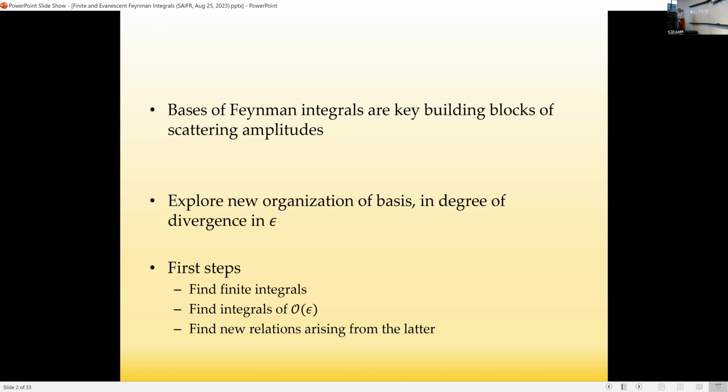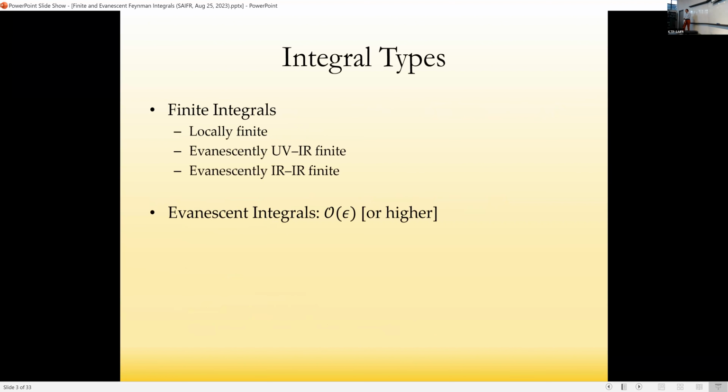So D is 4 minus 2 epsilon. And among the finite integrals that one can imagine, there are actually further subclasses. There are the ones we're mostly going to focus on, which are locally finite integrals, where the integrand or the integral is integrable everywhere in momentum space.